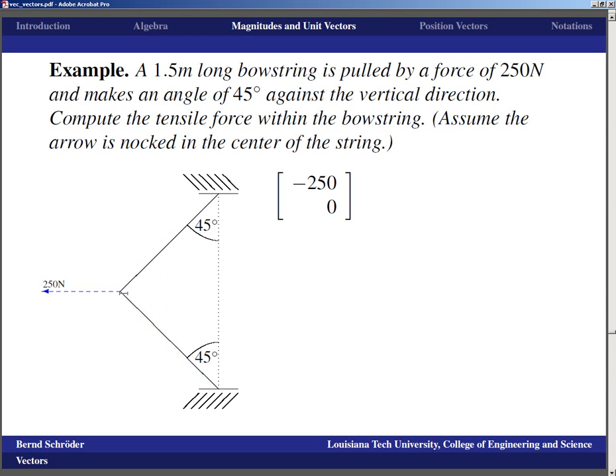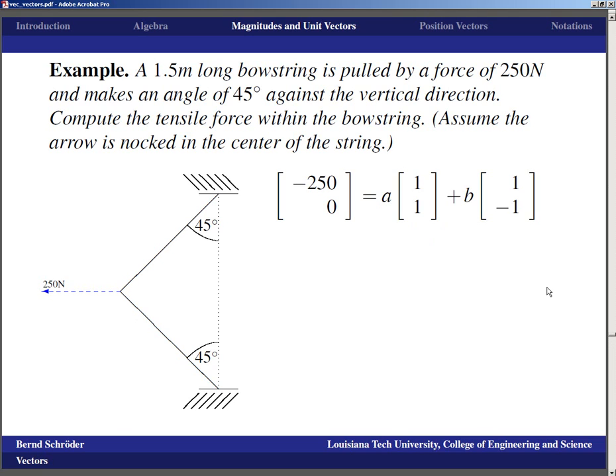Otherwise, there would be motion, there would be things shivering and the like, which you don't want to have when you're shooting an arrow. The string force, the tensile force, has to be parallel to the string, and that means that it's got to have a component that is parallel to the vector 1, 1, which is a 45-degree angle going up, and the vector 1, negative 1, which is a 45-degree angle going down. And so this is now, even though it's written in vector form, a system of two equations in two variables. So we are done with the modeling.